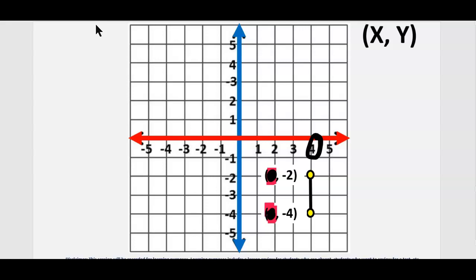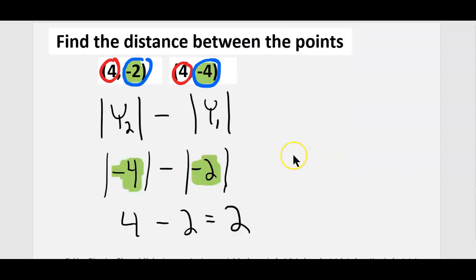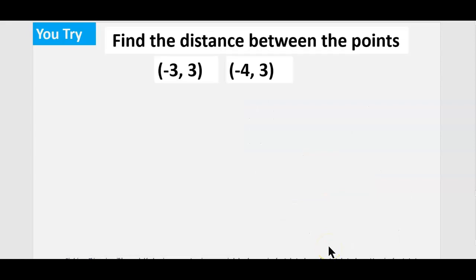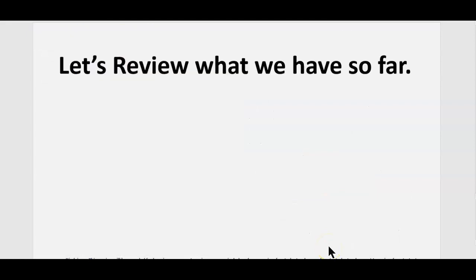So we've got negative 2, negative 4, and what is the distance here? Well, 1, 2, 2 units. So we just do 4 minus 2, the absolute value of negative 4 minus the absolute value of negative 2. All right, so there it is. If the DCs are both negative, take the absolute value of each of them and subtract. So we're still subtracting.